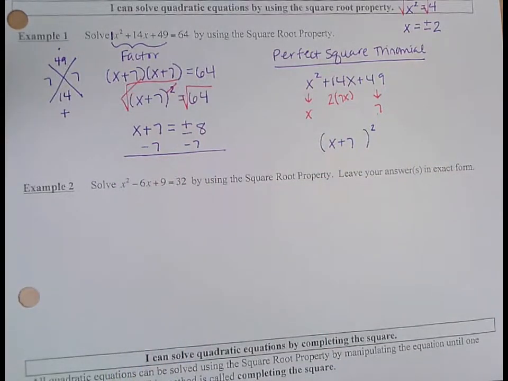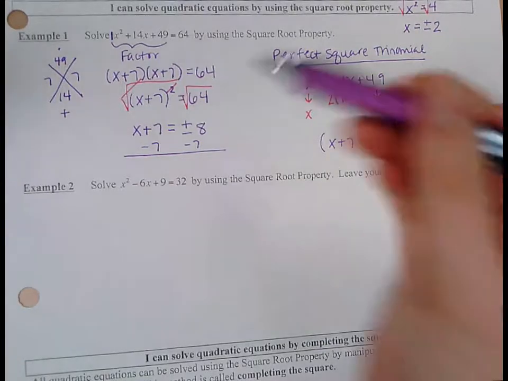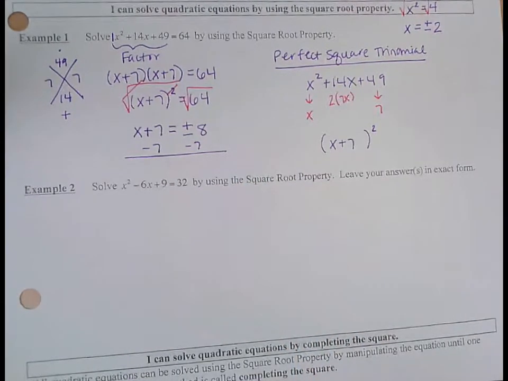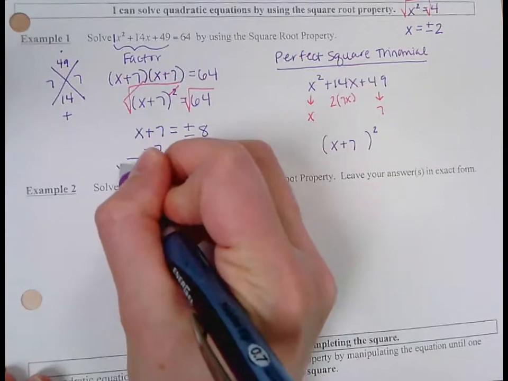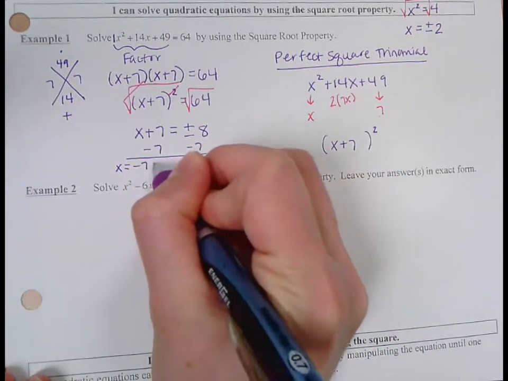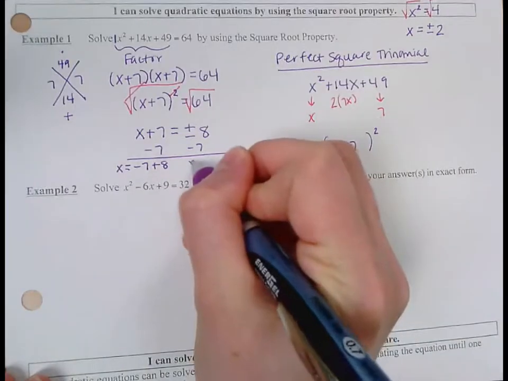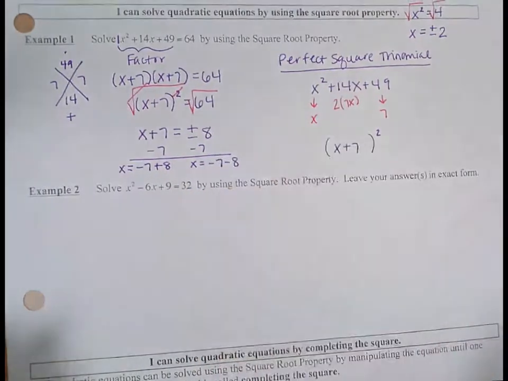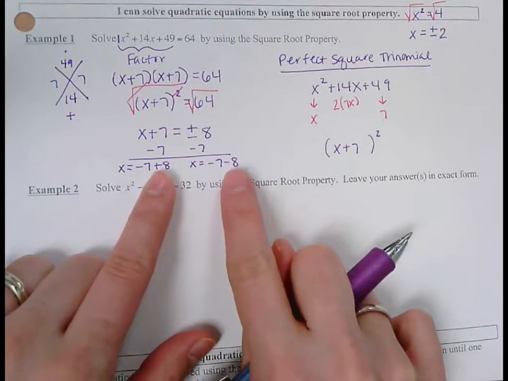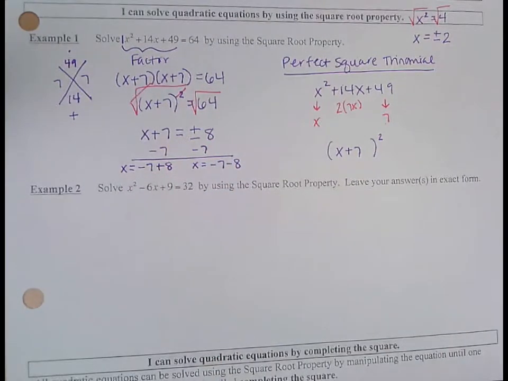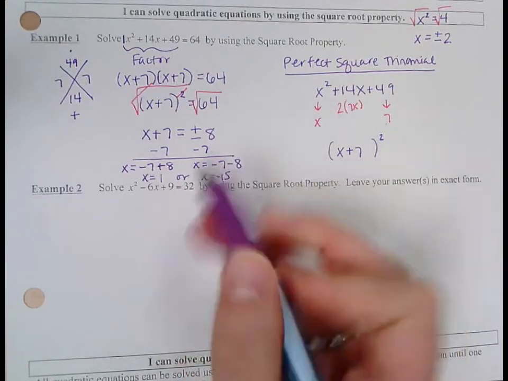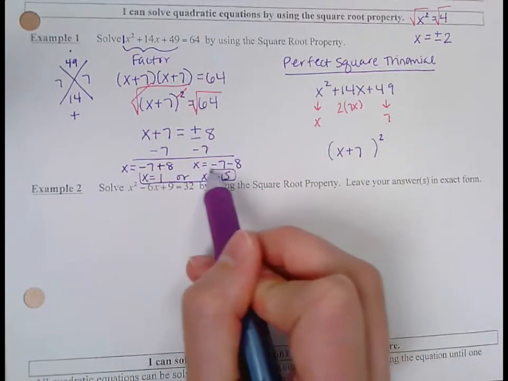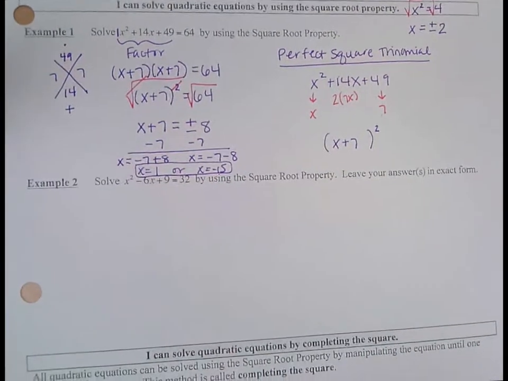But I want you to make a note that you have two answers, and this here does not become plus or minus 1. You do not subtract the 8 and the 7, because what this actually represents is one solution is going to be negative 7 plus 8. The other solution is negative 7 minus 8. So notice one of the 8's in the solution is positive, one's negative. That's where the plus and minus comes from. So one of your solutions is positive 1, the other is negative 15. And those are the two answers for example 1.